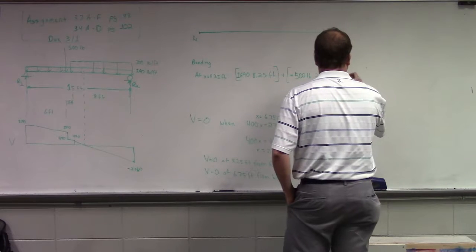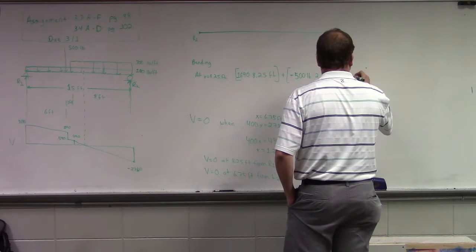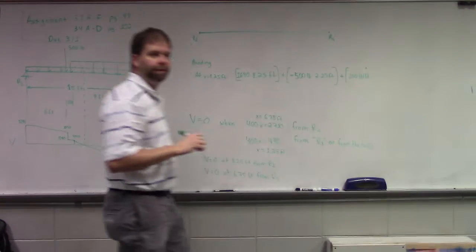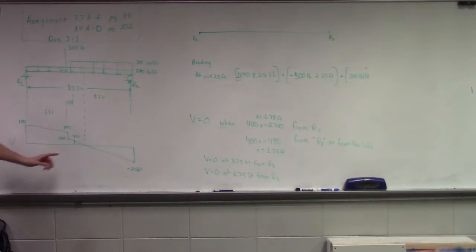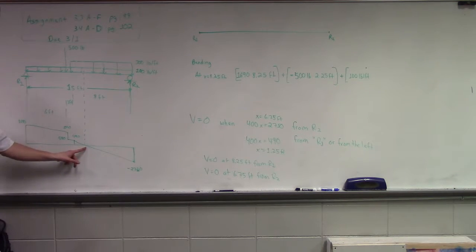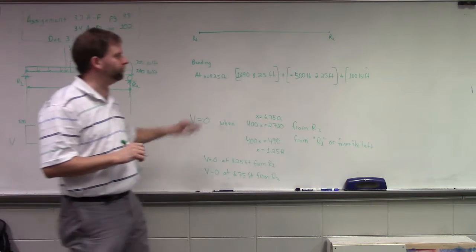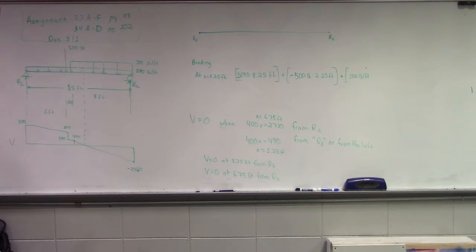Our 100 pounds per foot. We're determining the magnitude of our bending moment. We're still at the point where shear equals 0, at x equals 8.25 feet. Times 0.75. Why do you want to use 0.75? That's the distance from V equals 0.